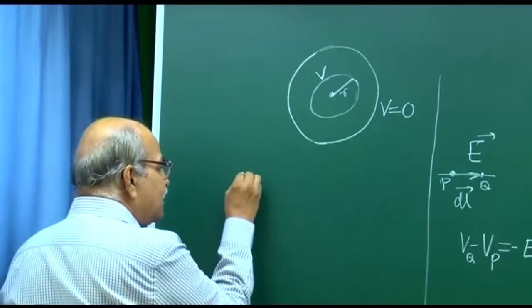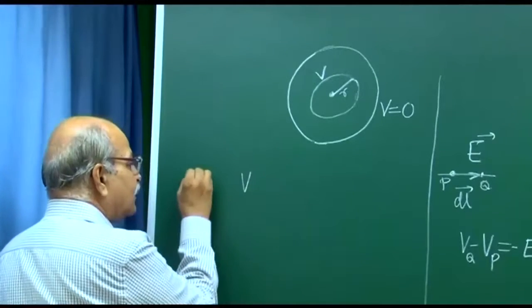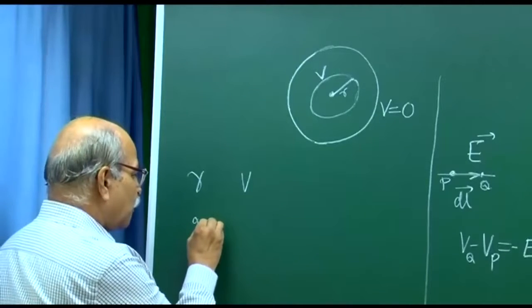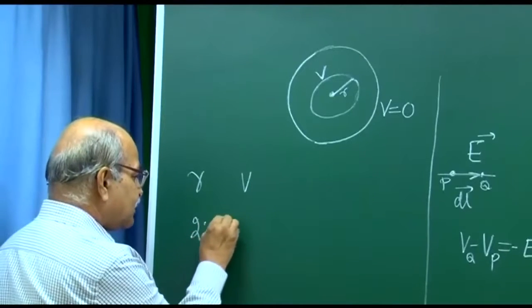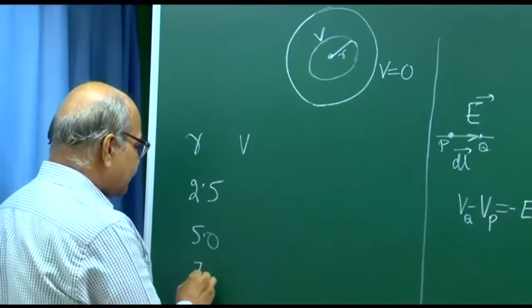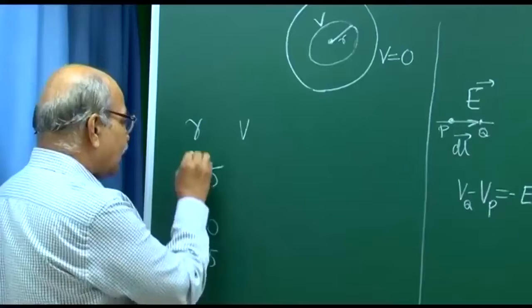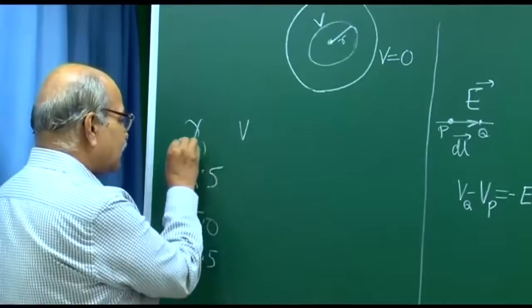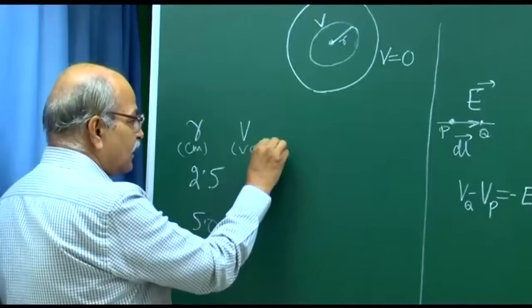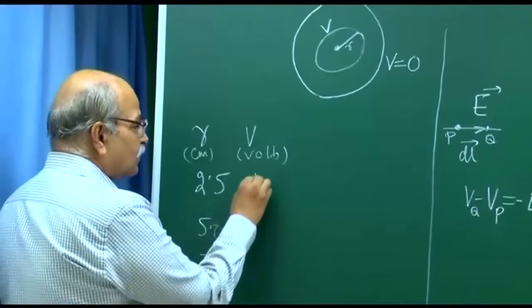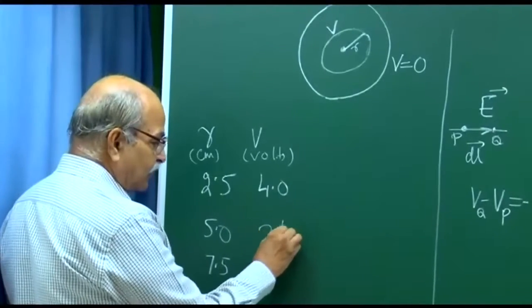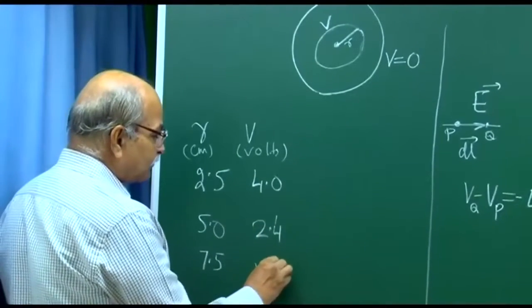So if I write V here and r here, we had three values: 2.5 centimeters, then 5 centimeters, and then 7.5 centimeters. So r is in centimeters, and V is of course in volts. And what were the values? Around 4, around 2.4, and around 1.3.